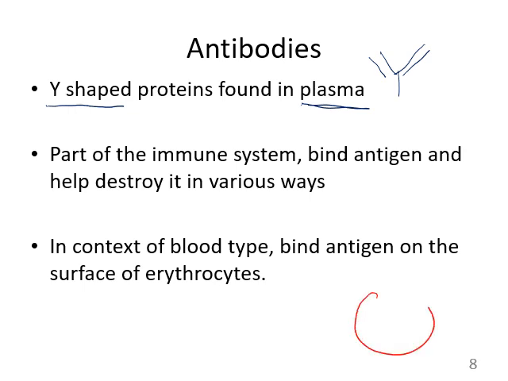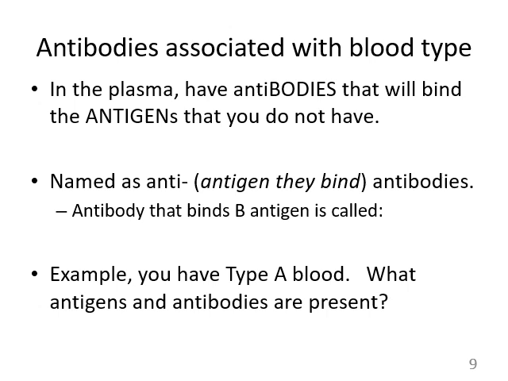So if this is an erythrocyte, here's an antigen on it. Our little antibody is going to come in and bind to that antigen, and that'll cause some things to happen. For the antibodies associated with blood type, in your plasma, you have antibodies that bind whatever antigen that you do not have.